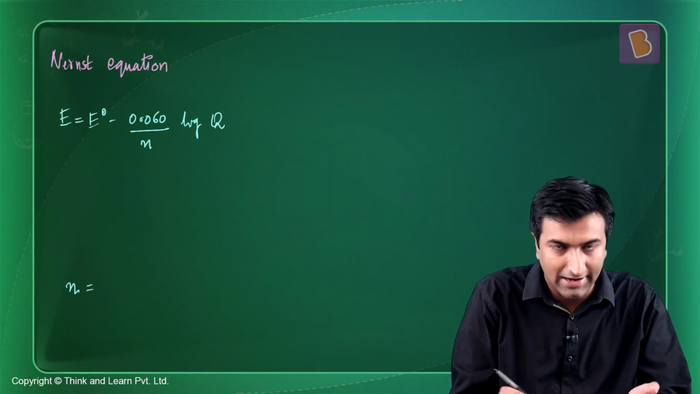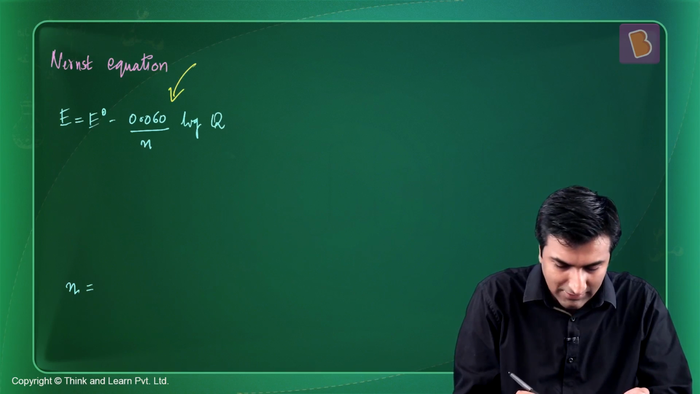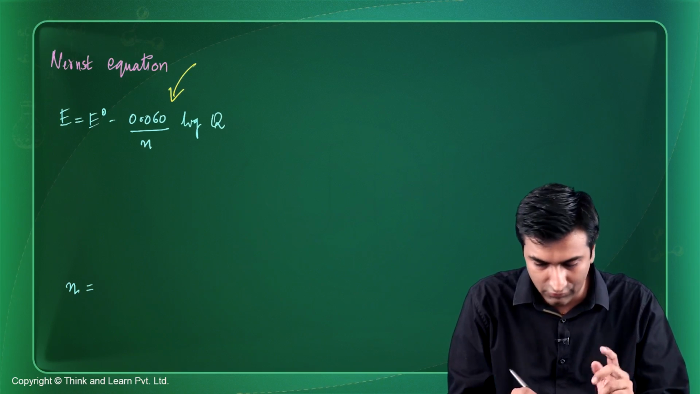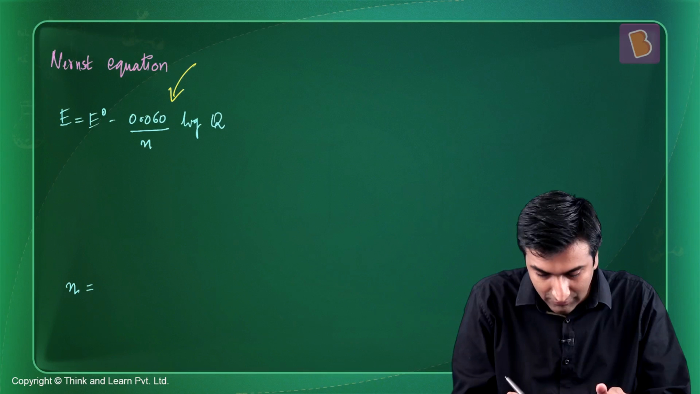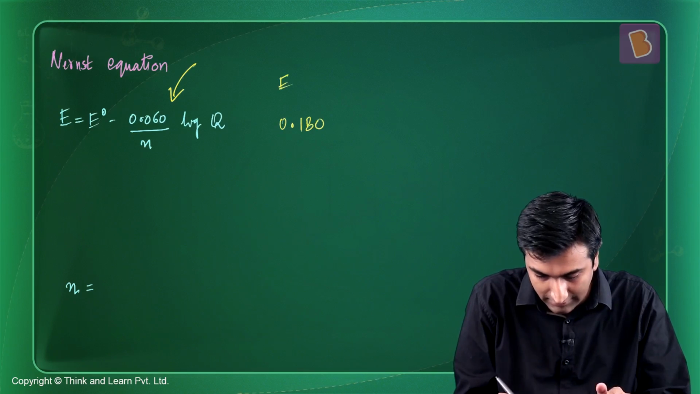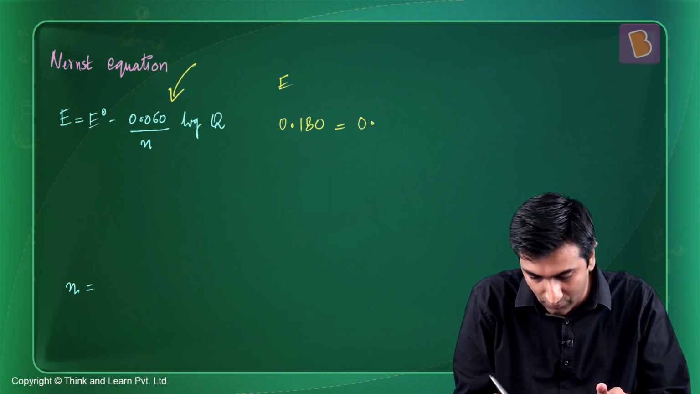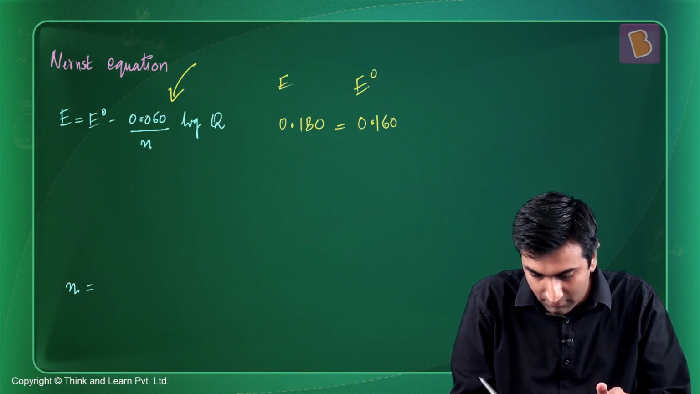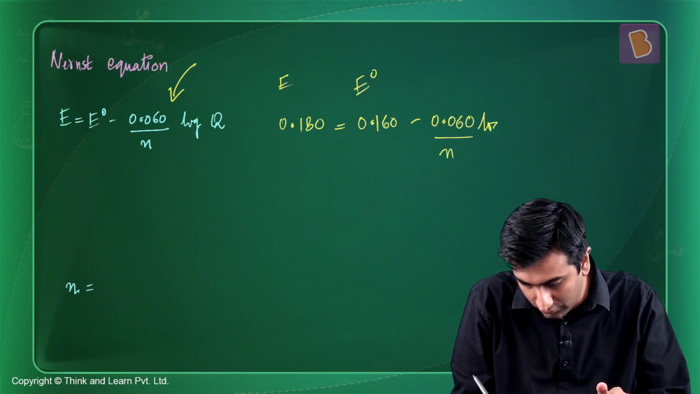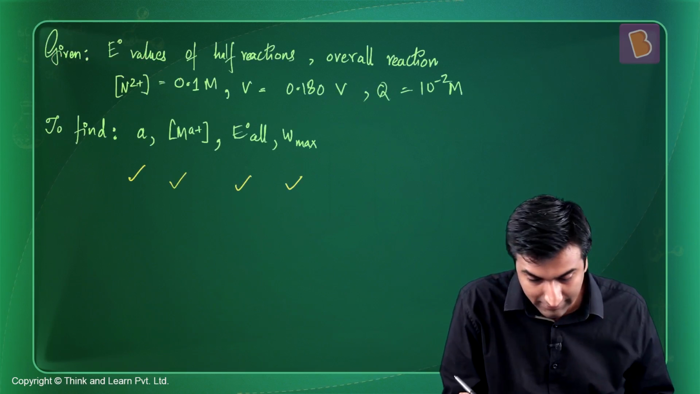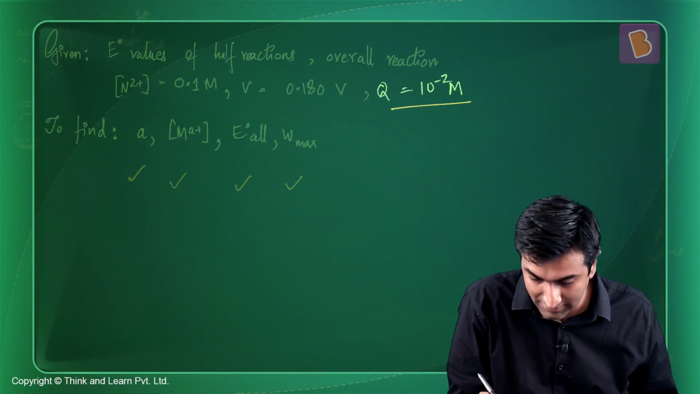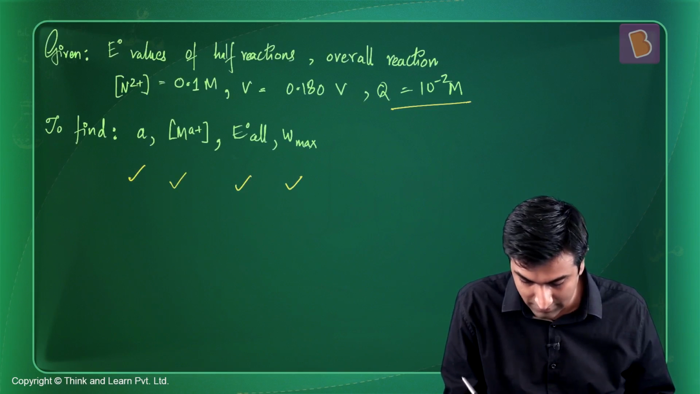It's been given to you, although the actual value is 0.059, and I asked you to take 0.060. So let's use that to our benefit. So from this Nernst equation, you have 0.180, which is basically E, is equal to E naught, what we just calculated, 0.160. This is E naught minus 0.060 by n log Q, right? Q was what? I think Q was 10 power minus 2, right? That's what we had written down here in our givens. Yeah, Q is 10 power minus 2.